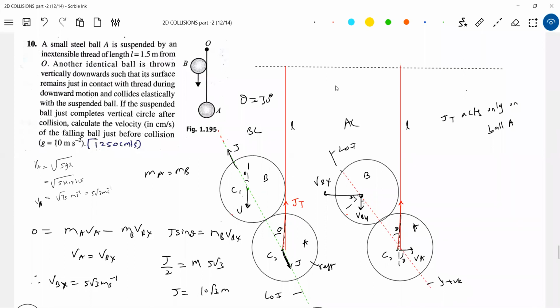Here, sir, can't we use exchange of velocity along the line of impact? Why didn't I think like this? Anybody? Why didn't we go for any exchange of velocities along the line of impact? That JT component is acting.